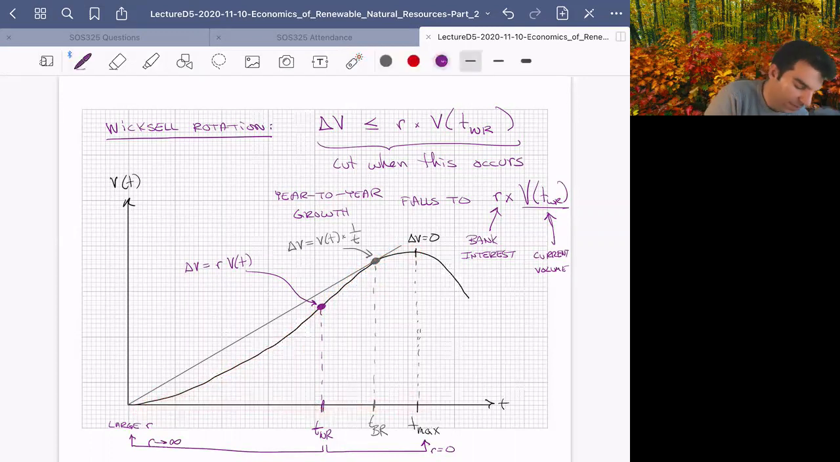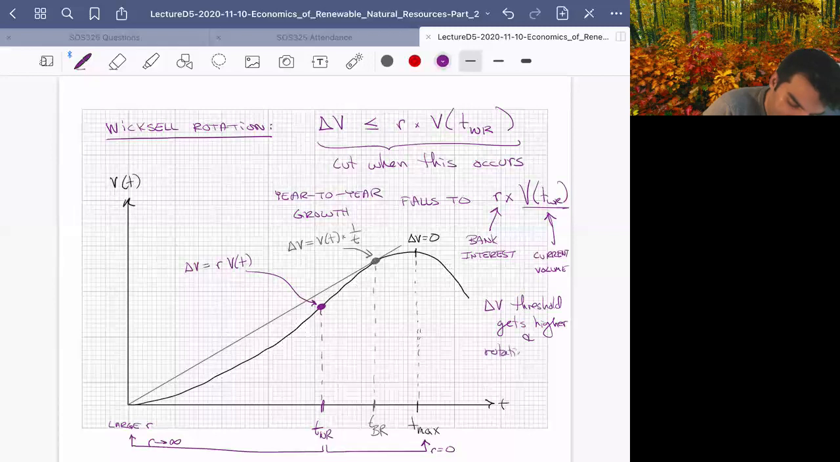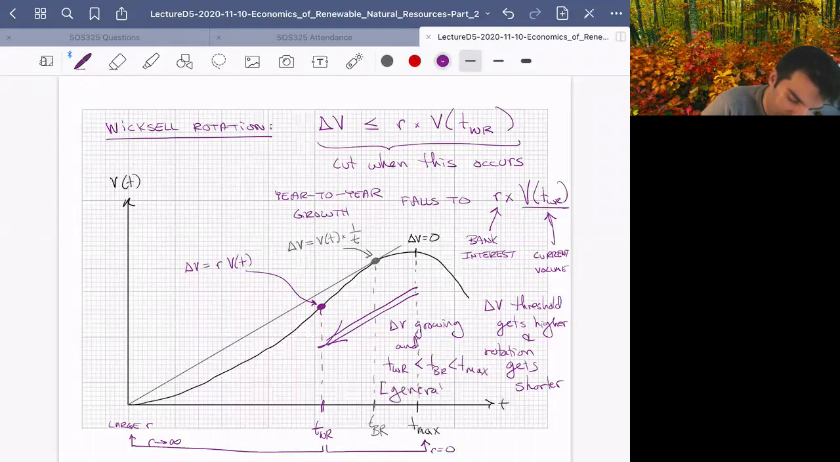But in general, we see the pattern that the delta V threshold gets higher and rotation gets shorter. And so the general thing here is as I go this way, then delta V growing and TWR is generally less than TBR, which is always less than T max. And that's generally the case in most cases.